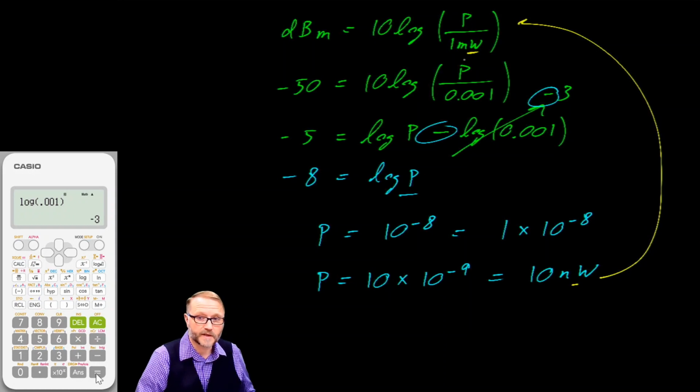And while we're here, just to make sure that we did indeed solve the problem correctly, we can say 10 times log of 10 nanowatts, so 10 E negative 9 divided by 1 milliwatt, so 1 E negative 3, and that better equal negative 50, as it does.